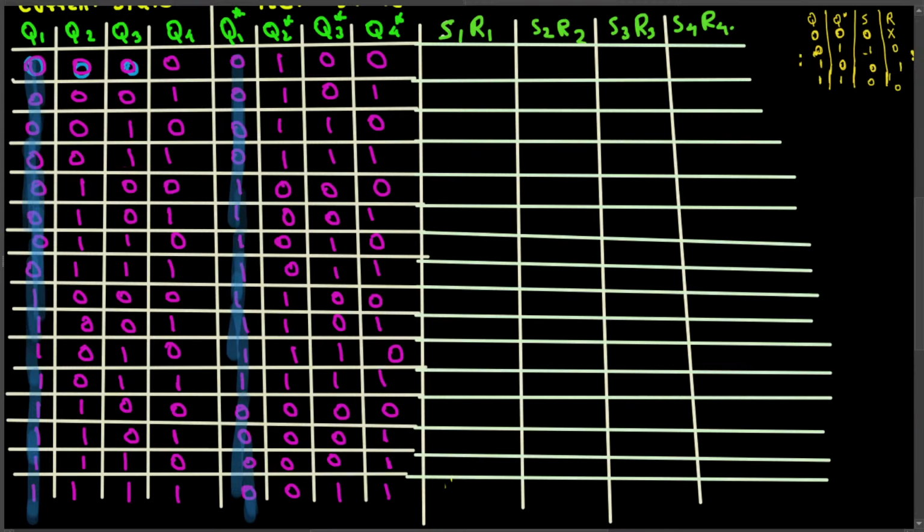Let's look at the first one. 0, 0. What's the truth table? If it's 0, 0, 0 and don't care. If it's 0, 1, 1, 0. 1, 0, 1, 0. Because 4 of them are going to be same. You can see when we have 0, 0, 4 of them are 0, 0. When we have 0, 1, 4 of them are 0, 1. When we have 1, 1, 4 of them are 1, 1. When we have 1, 0, 4 of them are 1, 0. So we can just write 4 at a time.